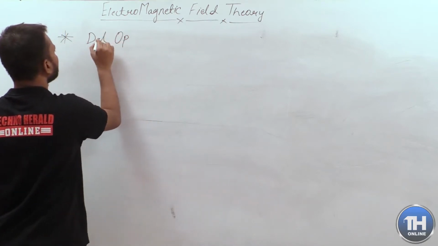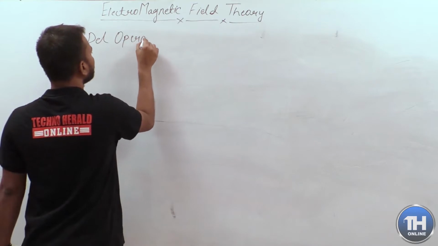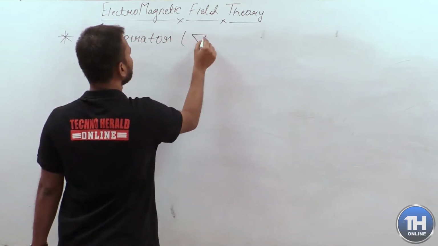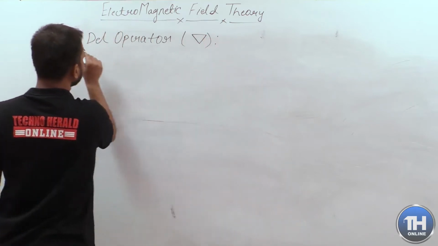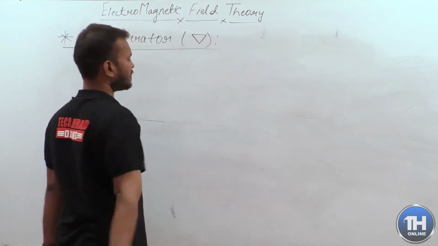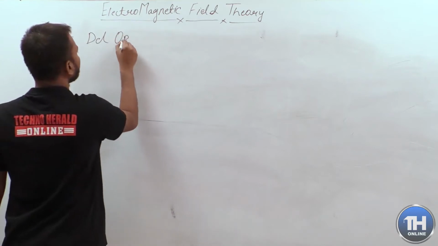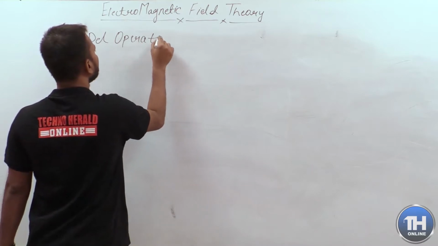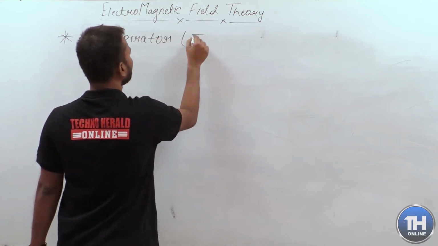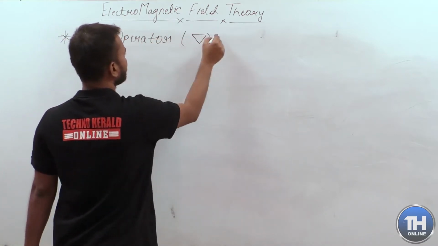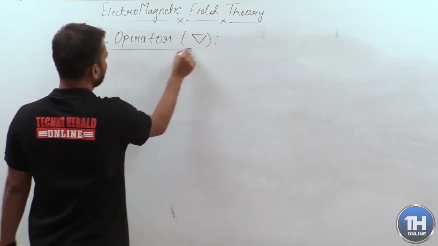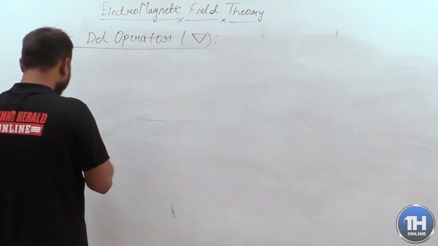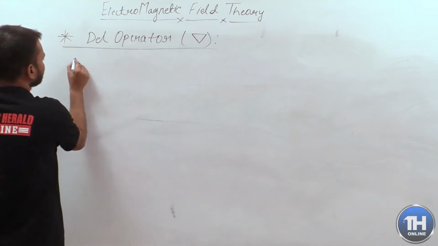Operator. How is it denoted? It is denoted by delta. ओके इसको हम डेल्टा से डिनोट करते हैं. So it is denoted by delta in Cartesian coordinate system.